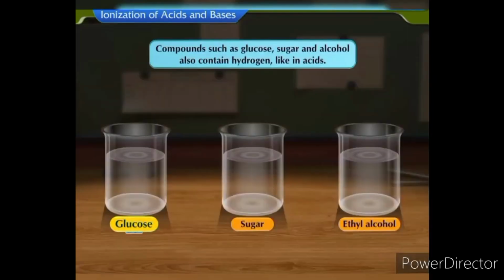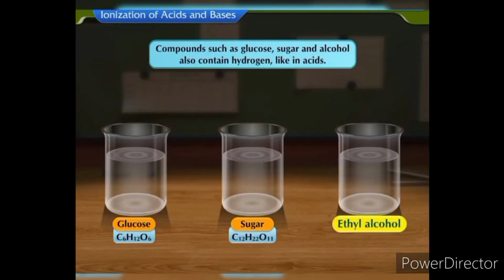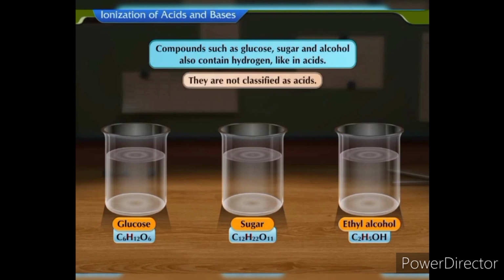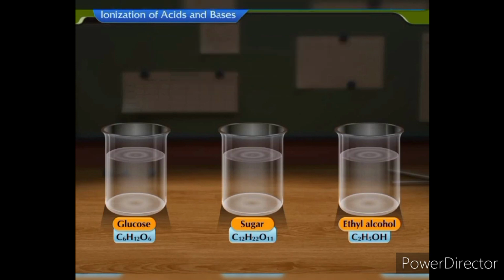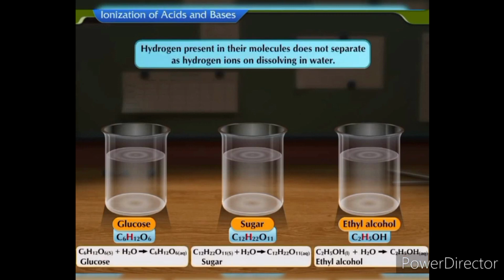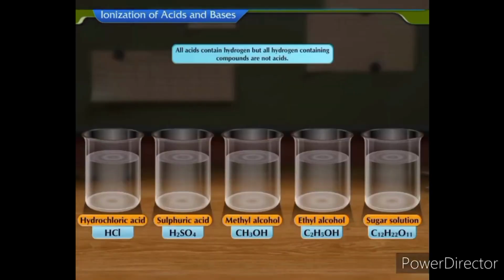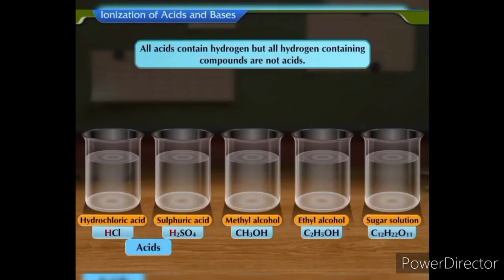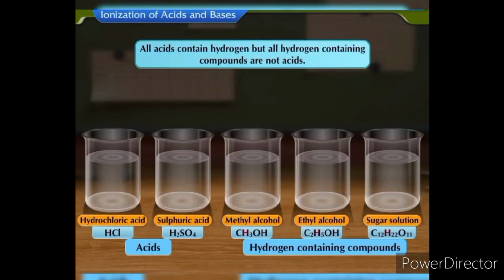Compounds such as glucose, sugar, and alcohol also contain hydrogen in their molecule, just like in acids, but they are not classified as acids. The reason is that hydrogen present in their molecules does not separate as hydrogen ions on dissolving in water. So we conclude that all acids contain hydrogen, but all hydrogen-containing compounds are not acids.